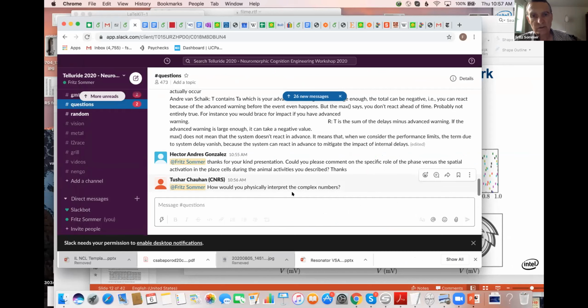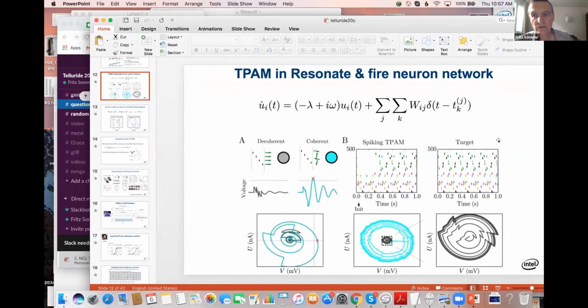How do you physically interpret the complex numbers? Well, I talked a little bit about the synapses. Again, we interpret the complex numbers by replacing the complex numbers in the synaptic weights with delays. But of course, there are now these two different implementations of the phasor networks. One uses the resonate and fire internal dynamics. And there you really need a two-dimensional internal state of the neuron.